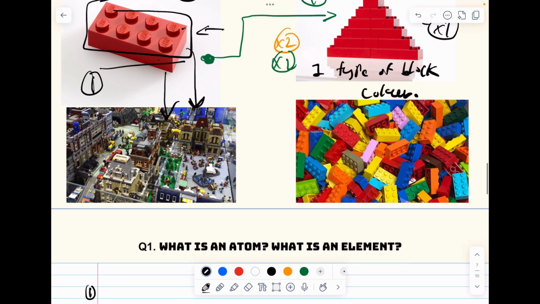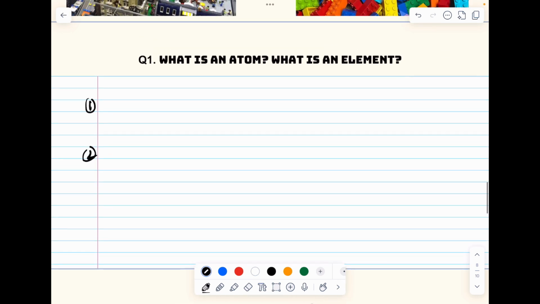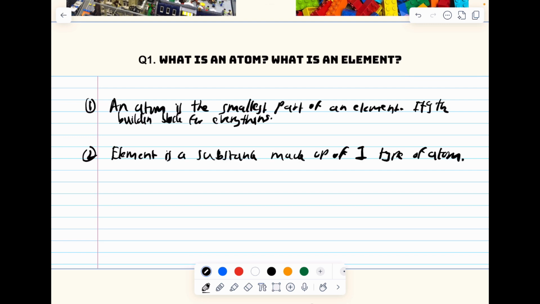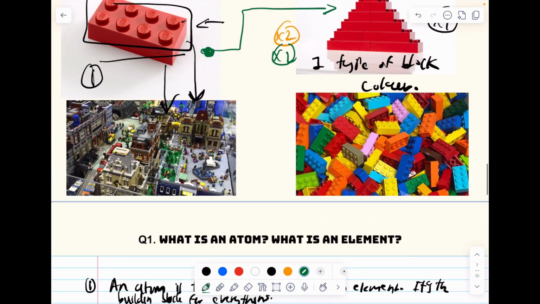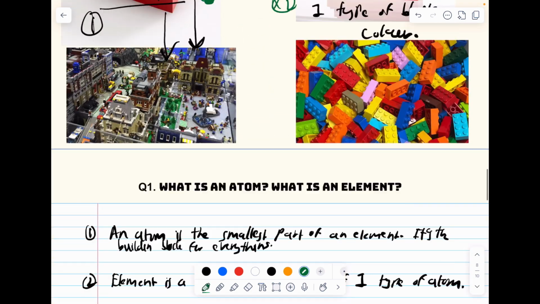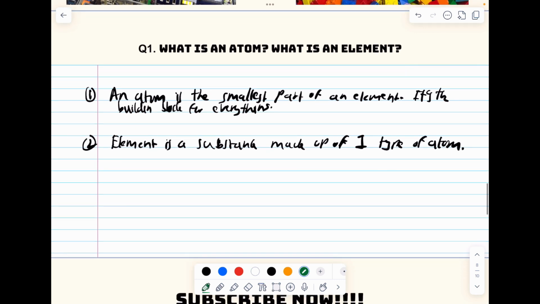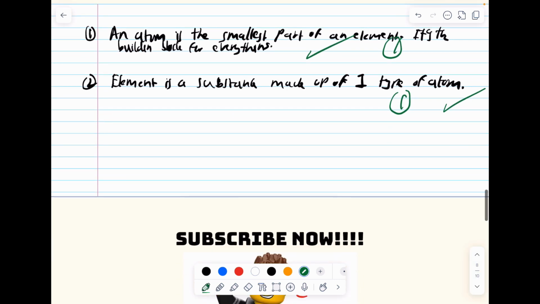All right. Now, question time. What is an atom and what is an element? Pause the video, have a try, and then I'll reveal the answer. Okay, here are the answers. Check your answers. It's literally the same thing as what I had here in the summary. But yeah, an atom is the smallest part of an element, blah, blah, blah. Tick. An element is a substance made up of one type of atom. Tick. So that's 1 mark, and that's 1 mark. These are questions that you can be asked in the exam.